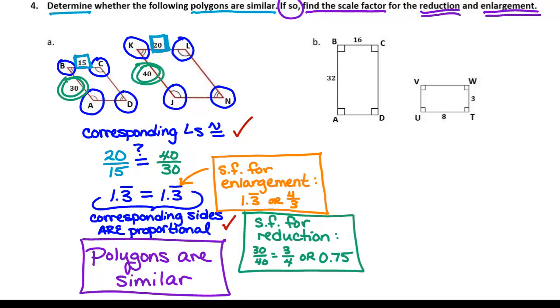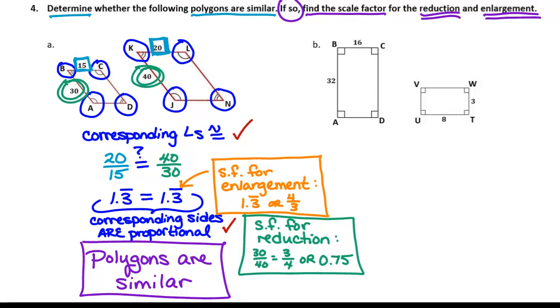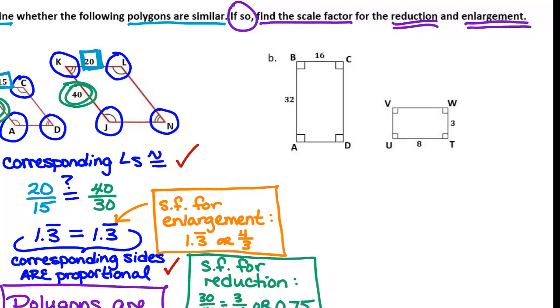All right, part B, we're going to check the same thing. Check to see if these two figures are similar. What are the two criteria to check for similarity? Absolutely correct. Corresponding sides are proportional. Corresponding angles are congruent. Look at the two rectangles that we have in part B. Are the corresponding angles congruent to each other?